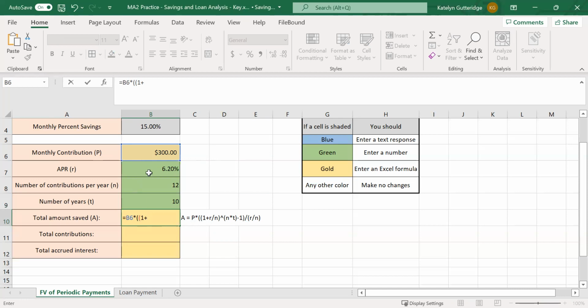This is our rate, so we'll click on our rate, type that slash, and then click on the N, which is our 12. Close the parentheses, type that caret key, open the parentheses. And again, the parentheses and that caret key, I'm typing those out on my keyboard. And then I get to the N times T portion of the formula. Oops, don't want to do that. Let me backspace that out.